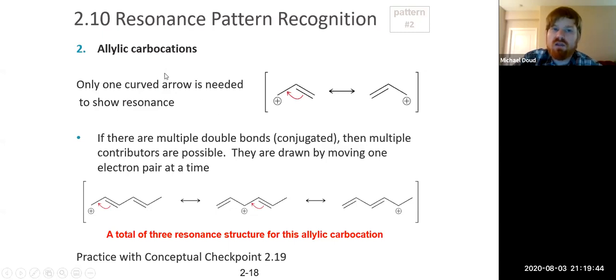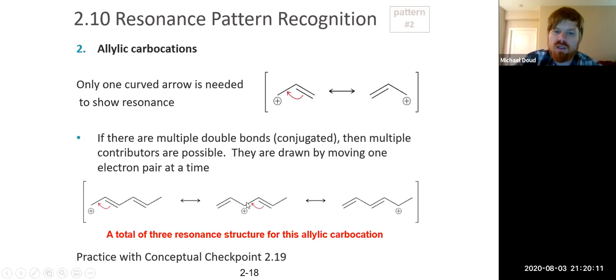Now, an allylic carbocation sometimes can be doubly allylic. So it can be conjugated in a longer chain. So for example here we have a carbocation and its neighboring vinyl position. So it's an allylic carbocation. So we know that these pi electrons can swing over and form a new pi bond here, and that forms a carbocation here. That gives us our middle structure.